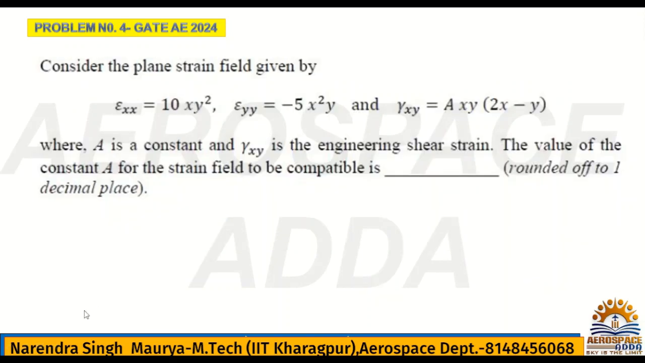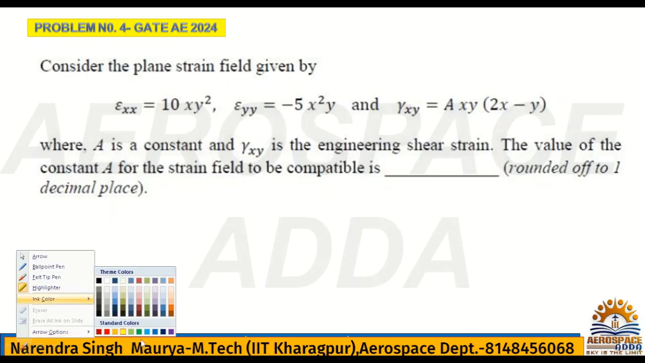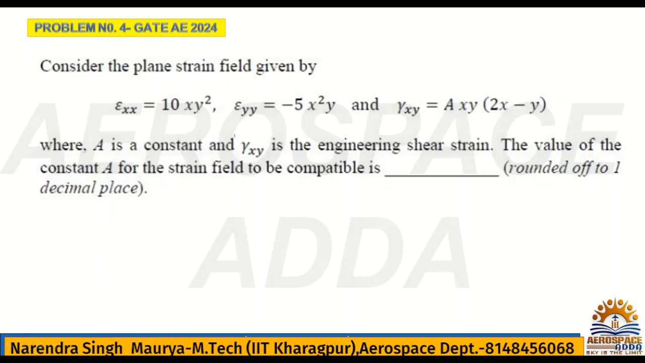All right. Now check this. So here what we have in this problem: consider the plane strain field given by epsilon xx 10xy square, epsilon yy minus 5x square y, and gamma xy is axy in bracket 2x minus y, where a is constant and gamma xy is the engineering shear strain. The value of constant a for the strain field to be compatible is, round up to one decimal. This is also fill in the blank.